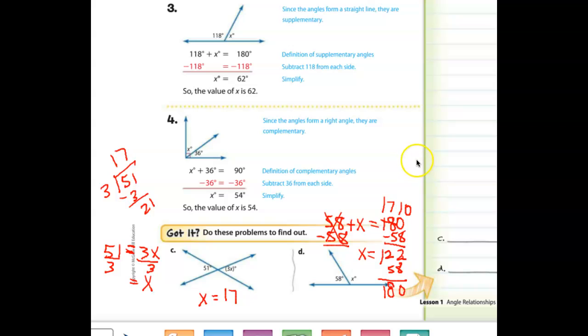Okay, so what is the most important thing that we have learned when we reviewed what the angle relationships are? Go ahead and answer that for me, please. Very good. Thank you for the thoughtful answer.